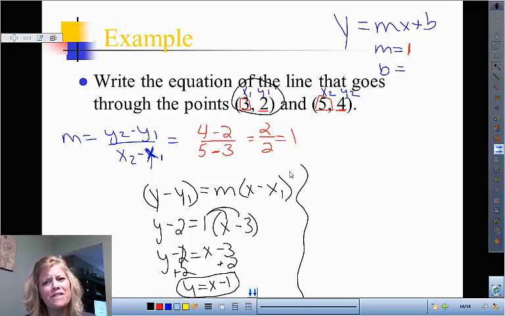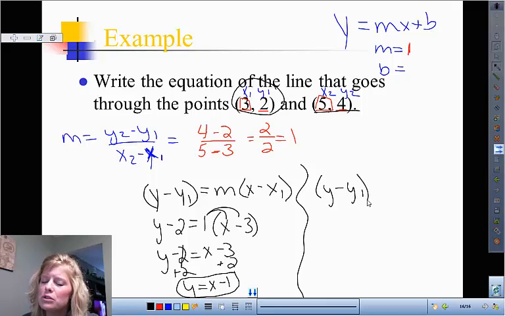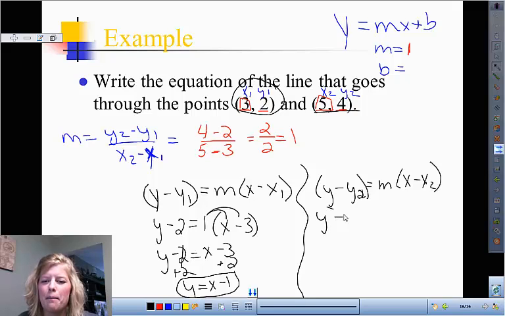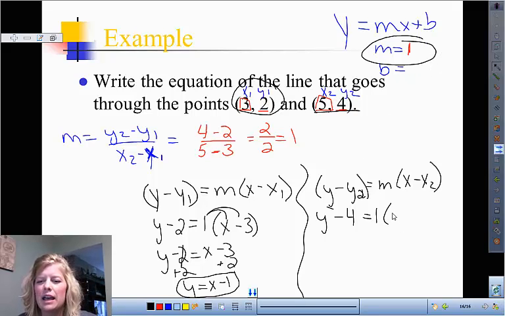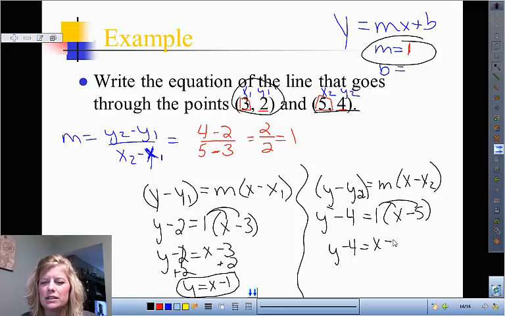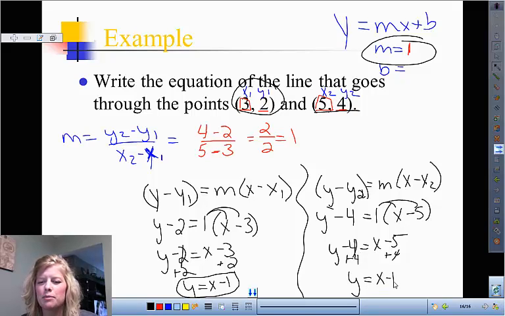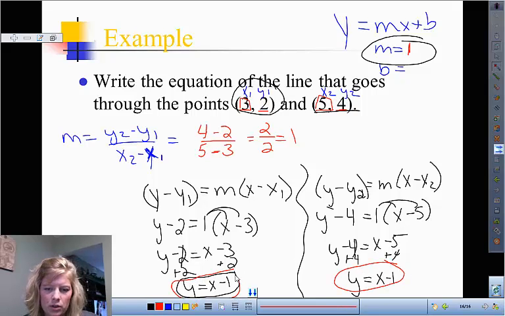What if you said, but Miss Bradford, I wanted to use these points? I would say go right ahead. You should get the same answer. I'm still using y minus y2 equals m times x minus x2. So I would have y minus 4 equals 1, because remember, my slope up here was 1, times x minus 5. Well, what would you get? y minus 4 equals, distribute, x minus 5. Solve for y, so I'm going to add 4 to both sides. I have y equals x minus 1. Cha-ching, cha-ching. Did we come up with the same answer? You betcha. So it doesn't matter which point you use, as long as you use the same point in both places.